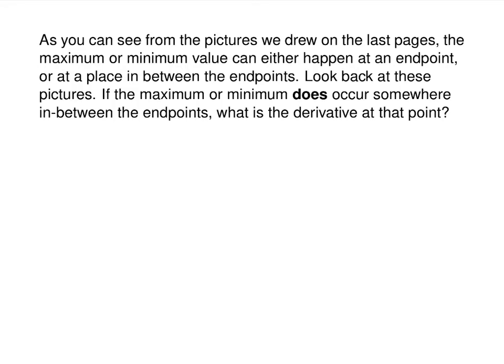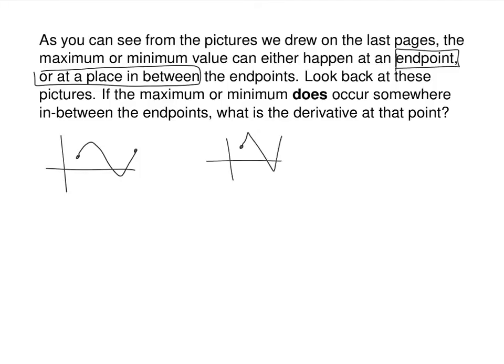Now the question is, how are you going to find those maxes and mins, assuming your function is continuous and they exist in the first place? So the pictures you drew on the last pages, the maximum or minimum can happen at an endpoint, that's a possibility, right? Or at a place between the endpoints. So between the endpoints looks something like this, and I drew that pointed picture on purpose. So if the max or minimum does occur somewhere in between the endpoints, what is the derivative at that point for the first picture?